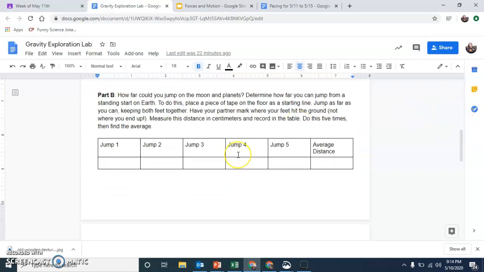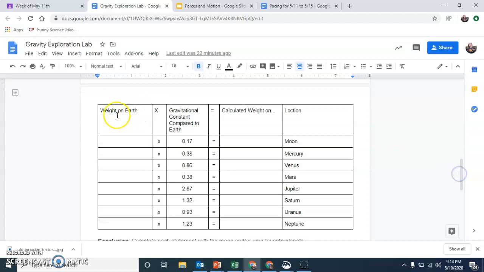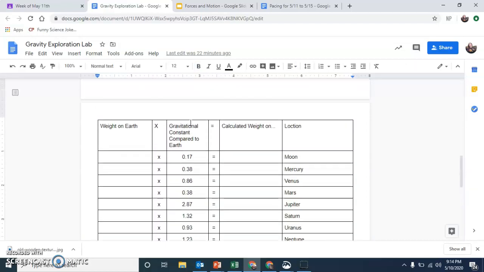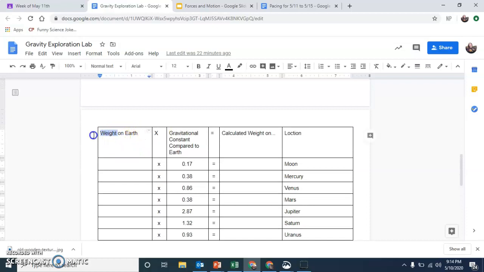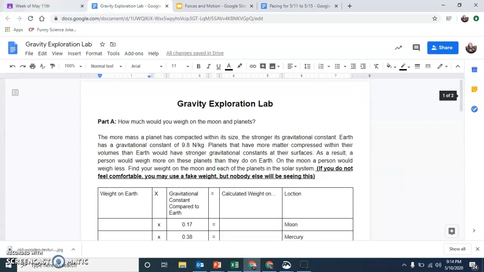Down here, part B, you're again going to create a reference point, and you're going to measure how far you're able to jump on Earth. Again, you're going to be working on finding that average, so if you need to go back and watch the video about mean again, you can do so. And then, that was my mistake. Instead of the weight in this section, you're going to want to talk about distance jumped on Earth. And then down at the bottom, there's just a few questions for you to answer.